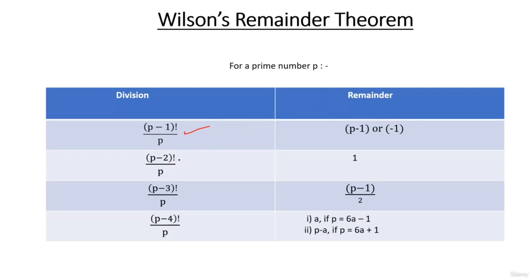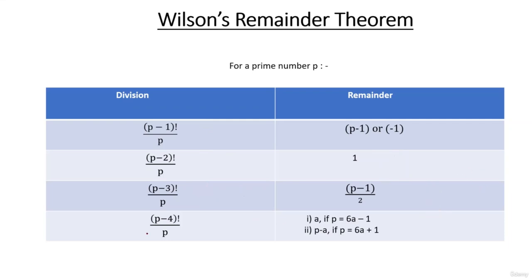For the next one, p minus 2 factorial upon p. Take p as 5. So 5 minus 2 is the 3 factorial. 3 factorial is nothing but 6 divided by 5. The remainder is 1. Okay, you can check for all other values. True hoga. Okay, p minus 3 factorial upon p. Again take p as 5. 5 minus 3 is 2 factorial upon 5. The remainder is 2. And 2 is nothing but 5 minus 1 divided by 2, right? ये भी सही है.